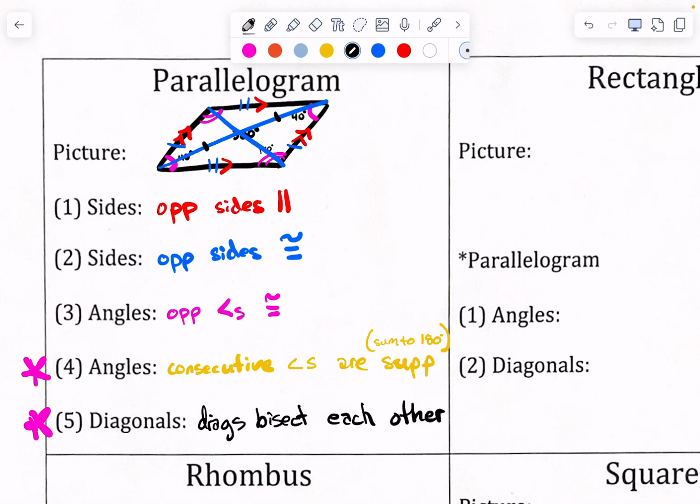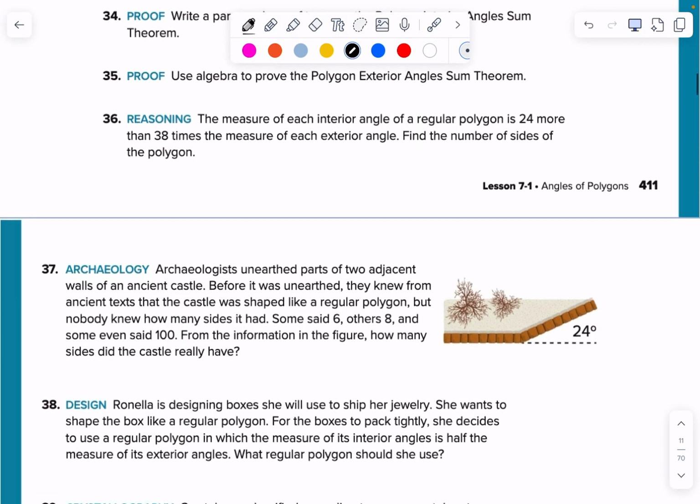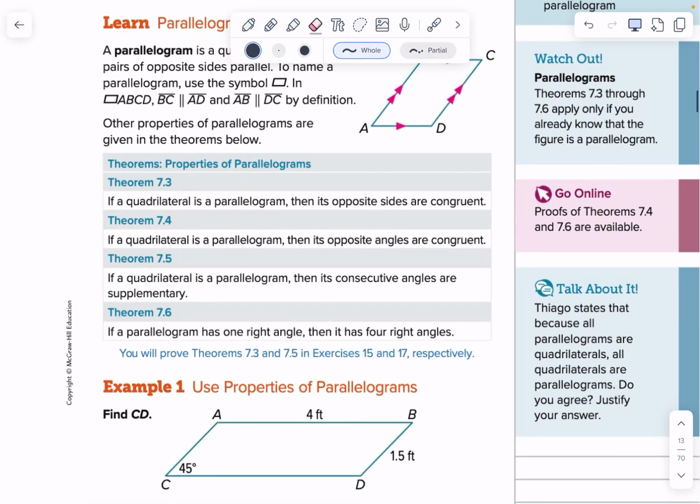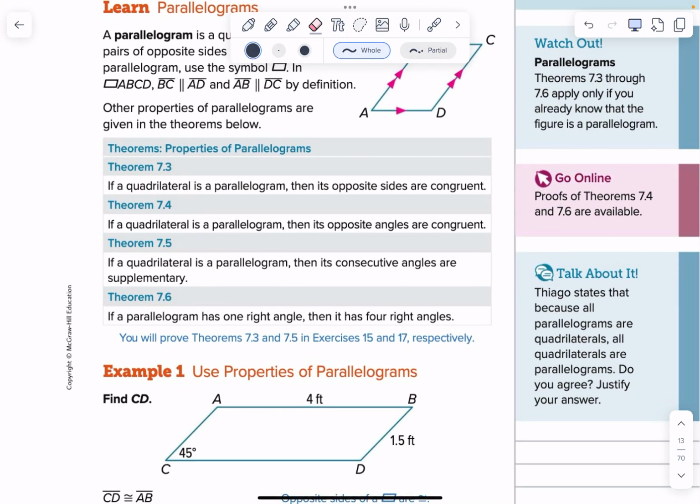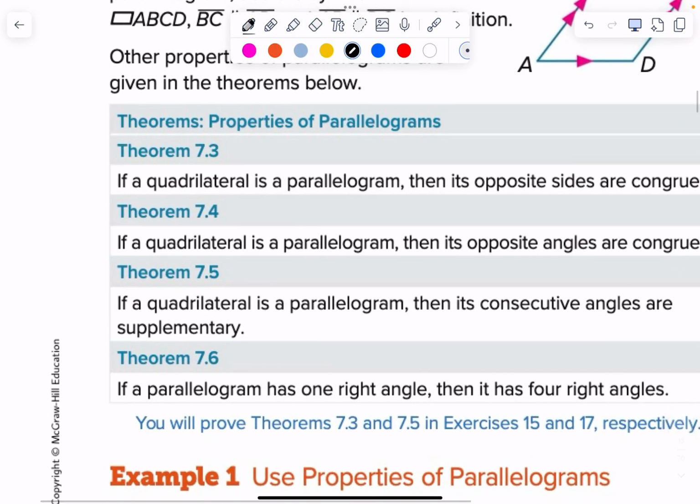That's all the information about a parallelogram. Got it? Okay. Beautiful. Let's go to the notes. 7-2, parallelograms. Let's talk about some things. Here is the stuff that we've already written down. We've already written these theorems down. We put them on our little sheet. So this is kind of like your blue sheet. This is kind of like your theorem sheet, right?